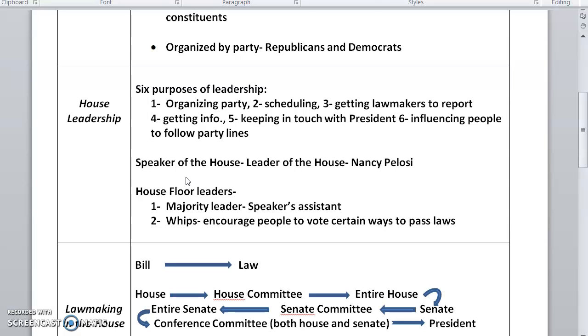She is the one who, after he gave his last State of the Union speech, took the speech right then and there in front of him and ripped it up. He wouldn't shake her hand. Yeah, they don't get along at all.